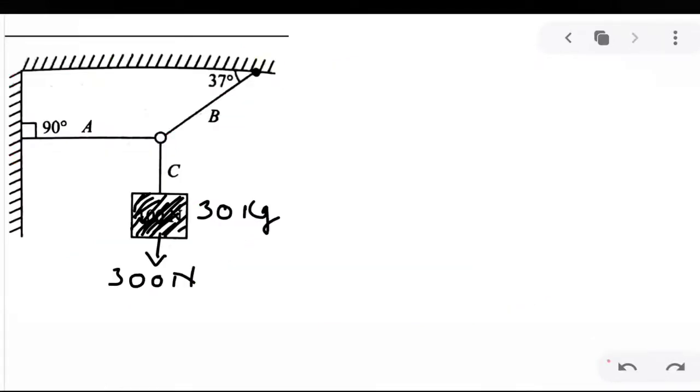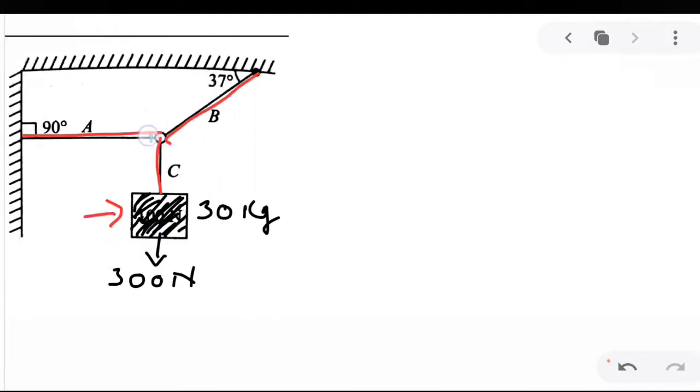In this question, we have a block of mass 30 kg, and it is suspended by three strings. This is string A, this is string B, and this is string C. Obviously the block is in equilibrium, and we are asked to find the tension in each string.